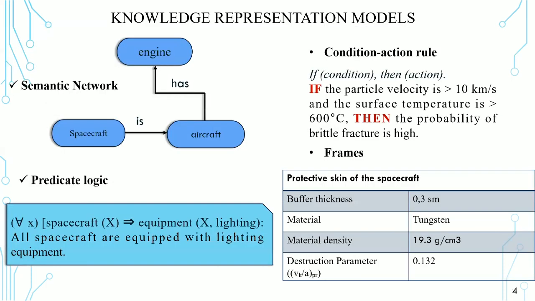And the first aspect, how to solve this problem, we should find the appropriate knowledge representation models. So there are different models like semantic networks with concepts and relationships between them, the logic of predicates, condition-action rules, that's just the sentences, if condition, then action, and frames. But if we take each knowledge representation model separately, they can't fully describe the particular subject area. They can't give the full descriptions of materials and their properties.